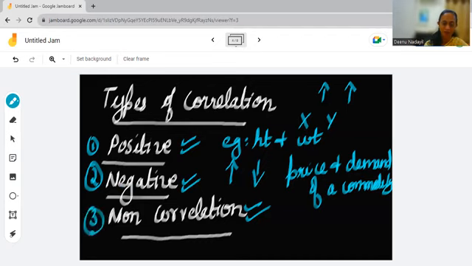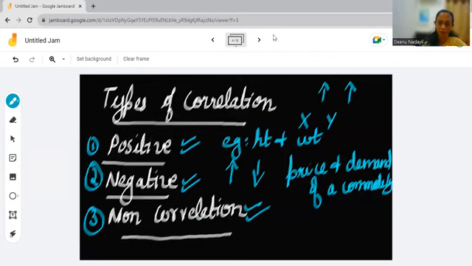And then the third one, non-correlation. What do we mean by that? If the variables do not show any relationship at all between them, then it is said to be non-correlation. For example, sales of umbrellas and sales of students' notebooks: is there any relationship between the two? No. So we divide correlation into three: positive, where variables vary in the same direction; negative, where an increase in one results in a decrease in the other; and non-correlation, where there is no relationship at all between the variables.